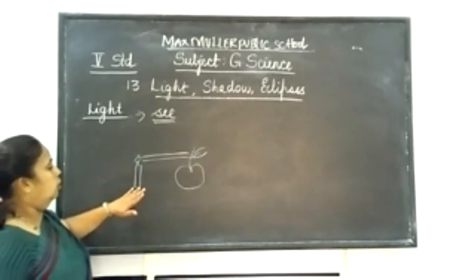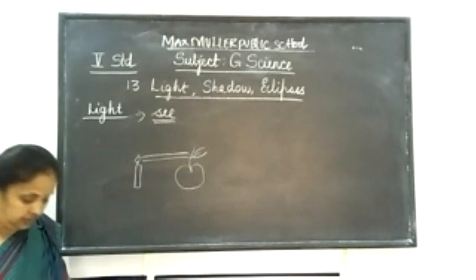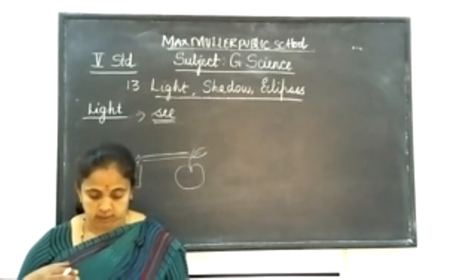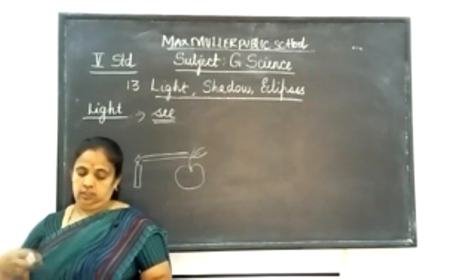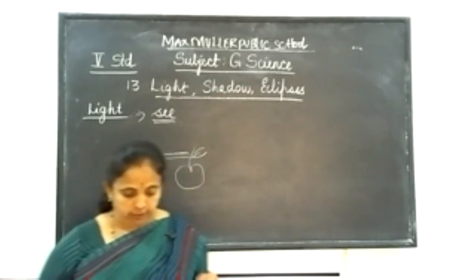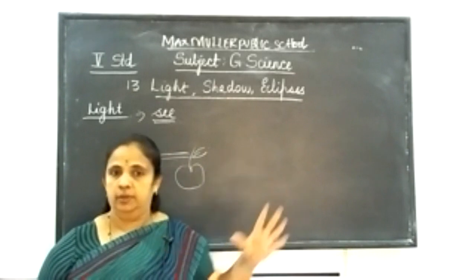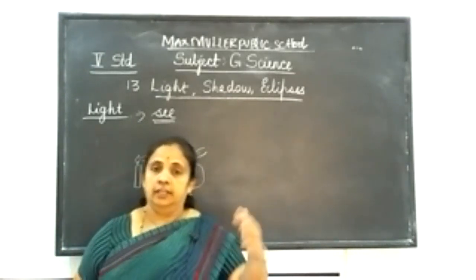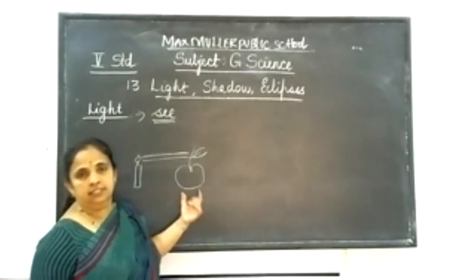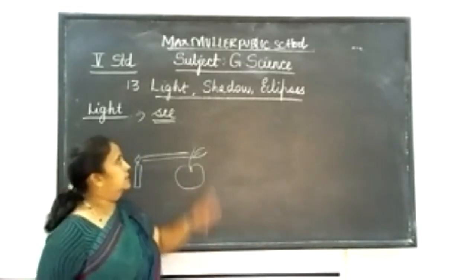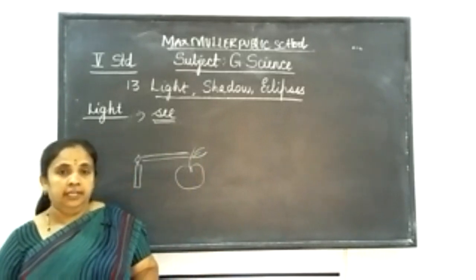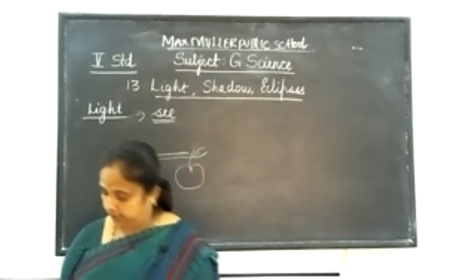Okay. So how we are able to, in the presence of light, recognize or see objects is that light bounces off the object and travels through open space, and it reaches our eyes, and our eyes will recognize what it is. Our eyes will recognize that it is an apple or chocolate or whatever I am writing. So because of light only, we are able to see things around us.